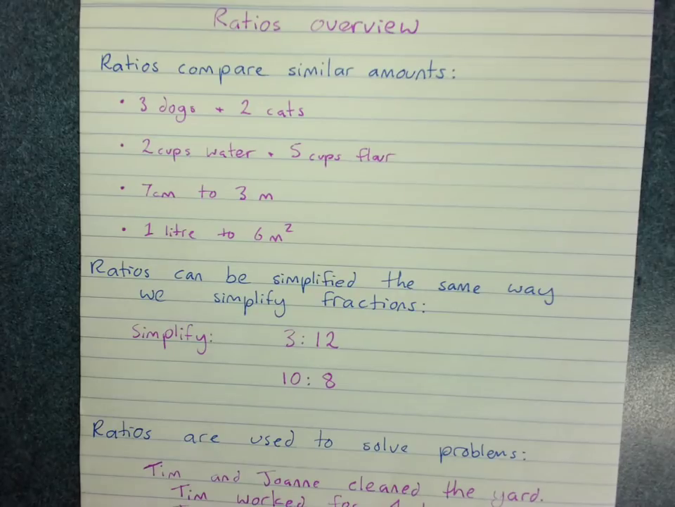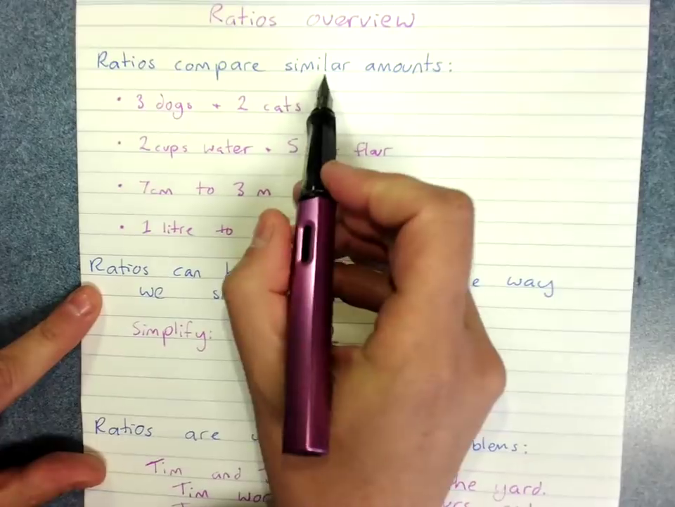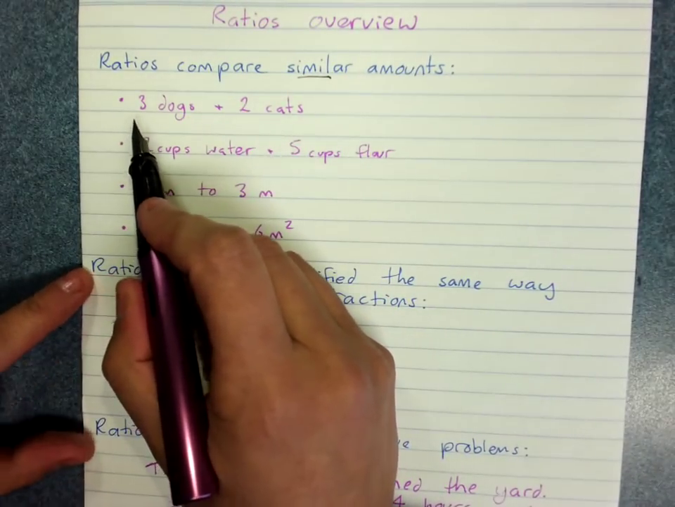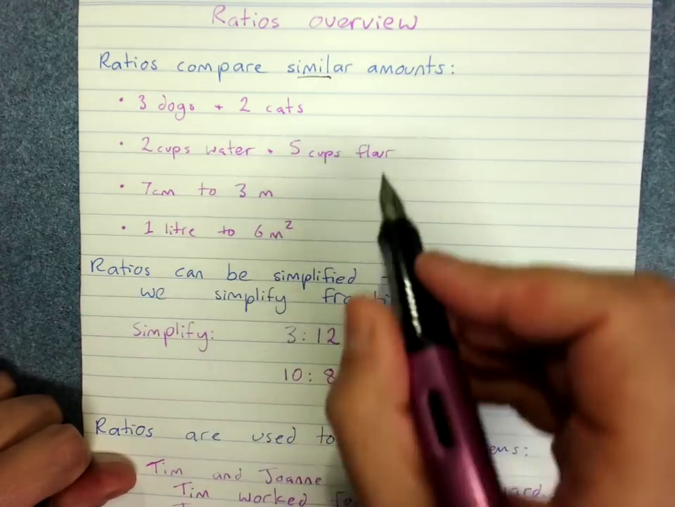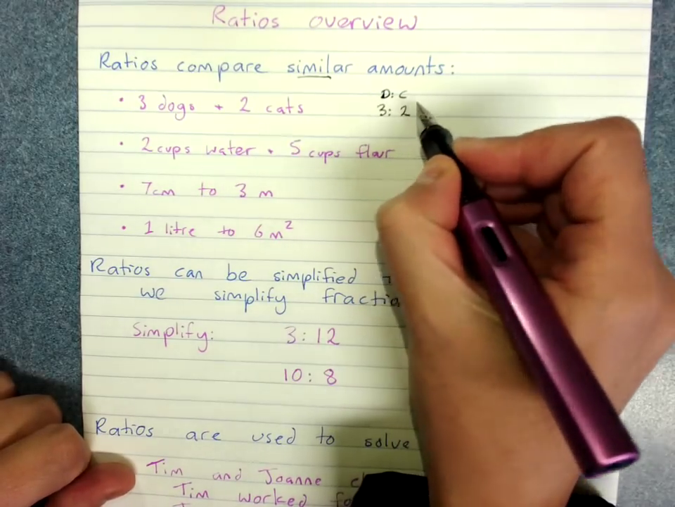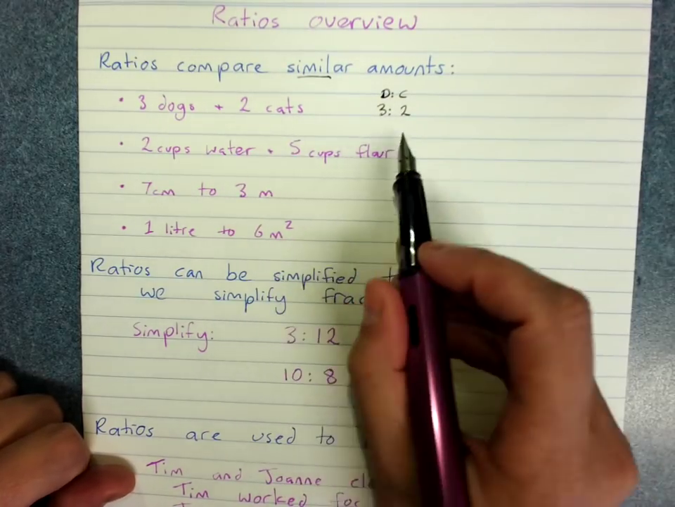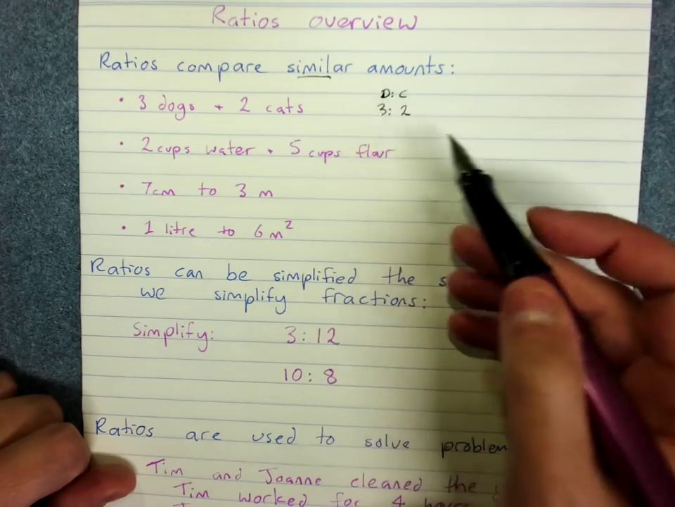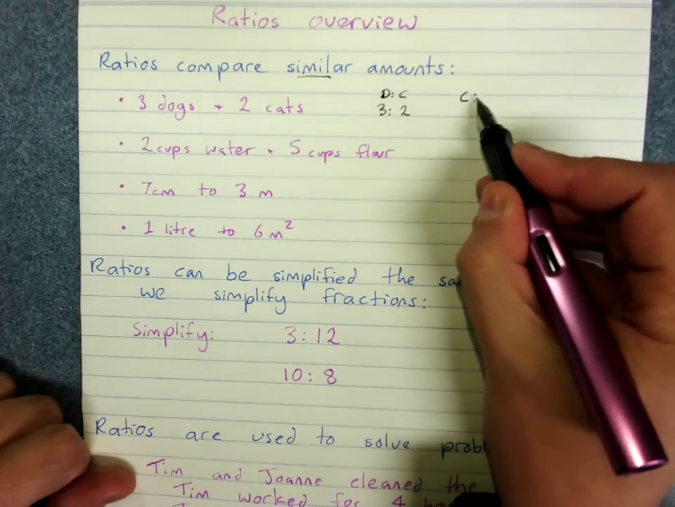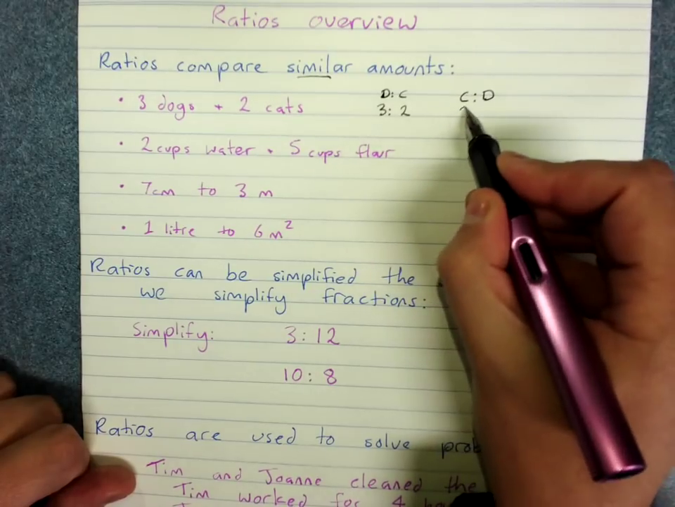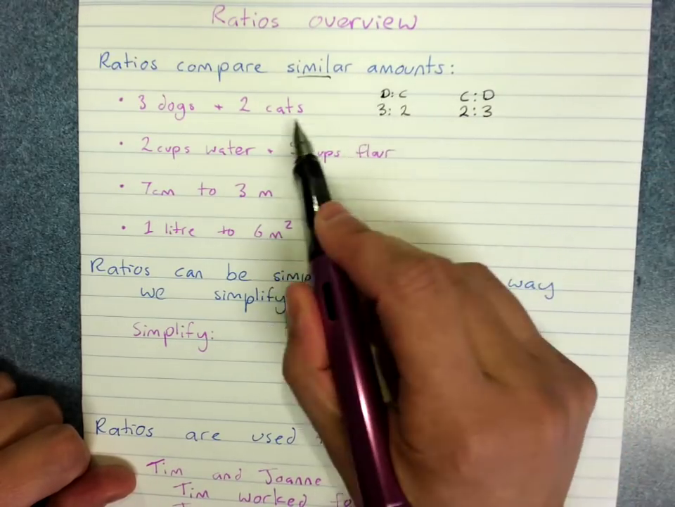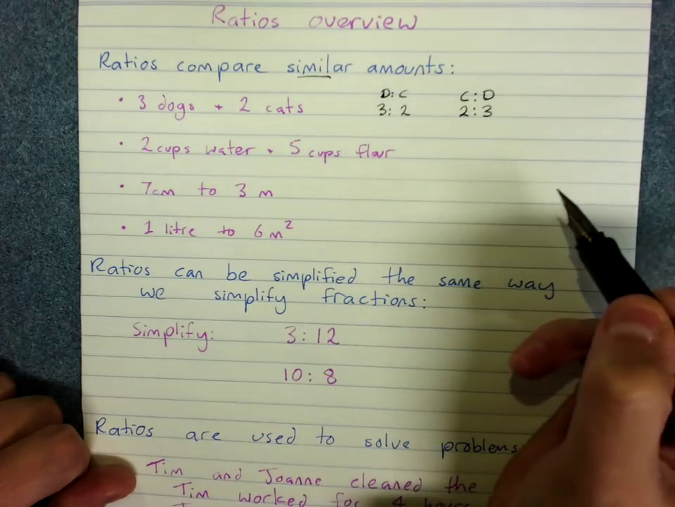Ratios compare similar amounts. So when I say similar, if I'm asked to give the ratio of dogs to cats in this situation, dogs to cats, 3 dogs to 2 cats. Now, while dogs and cats aren't very similar, we're counting things. If they asked me to give the ratio of cats to dogs, then that would be cats to dogs, and we'd do this the other way. So these are just simple ratios comparing the number of cats to the number of dogs.